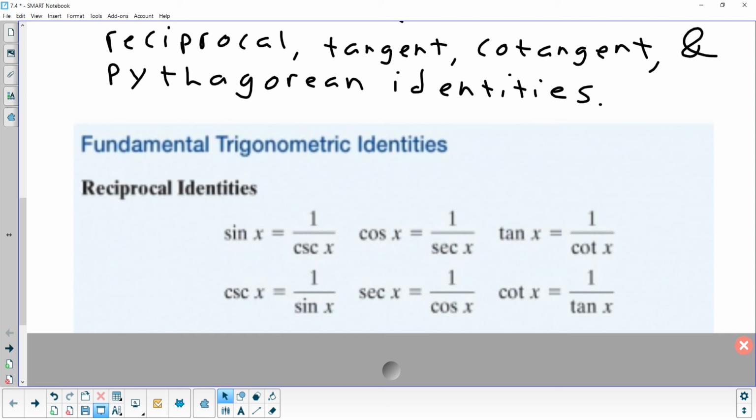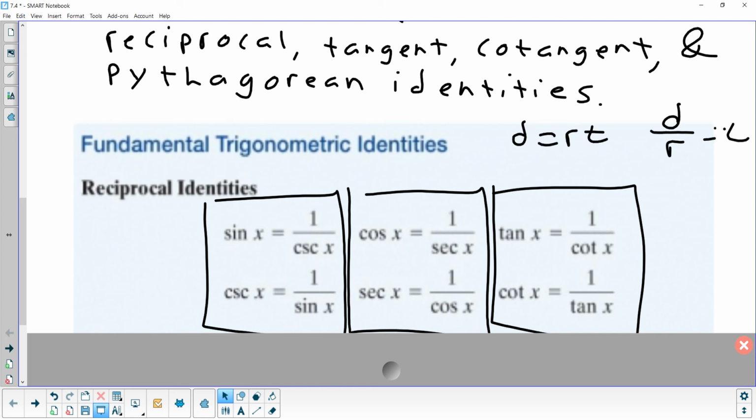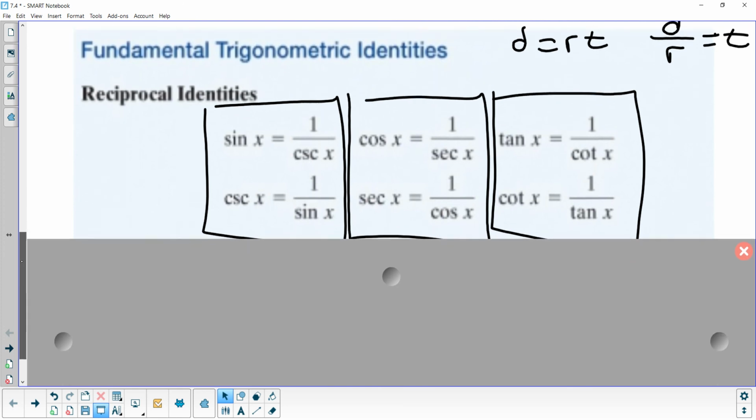So these are 6 different reciprocal identities, but there are really only 3. These 2 are repeats of each other. So are these 2, and so are these 2. If you're saying what's in those boxes is different, that's like saying this is 2 different formulas. That's not 2 different formulas. That's just 2 different ways of writing the same formula. That's what's in these boxes. 2 different ways of writing the same exact thing. Okay, and those are called reciprocal identities.